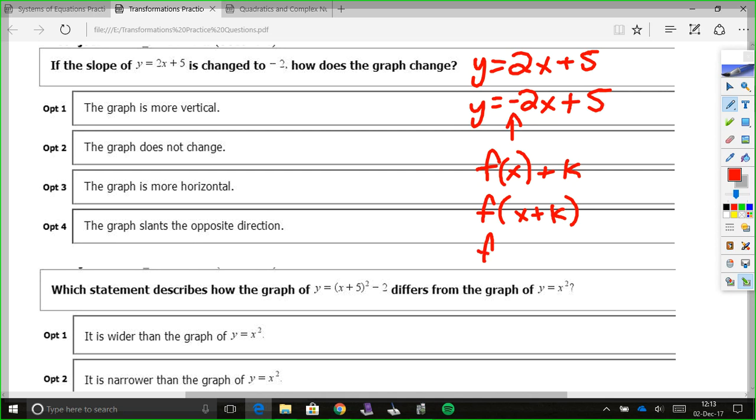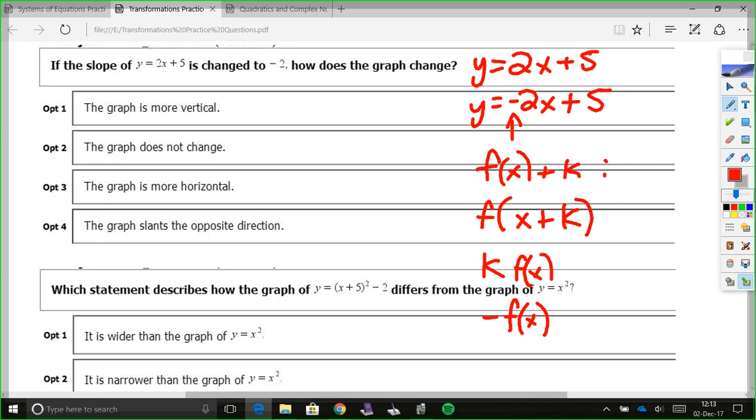We had what was the other ones? We had f of x plus k. We had k times f of x, and then we had negative f of x. So basically, f of x means like the normal thing, and then the k is the change that's being made to it. So notice this k is being changed, it's being added.